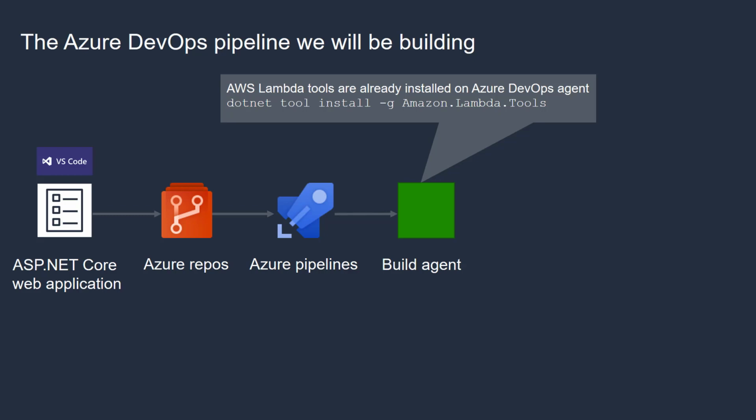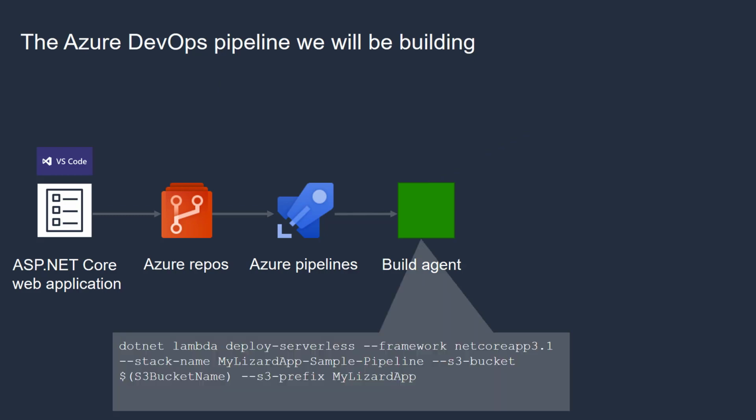So once these tools are installed, we get some extension commands on our .NET framework. So what you do is you create another Azure DevOps task, maybe a command line task, and then type in this command called dotnet lambda deploy-serverless, and then punch in some parameters like a framework, the stack name, the S3 bucket that this will be deployed into. So once you execute this command, it's going to kickstart a CloudFormation.